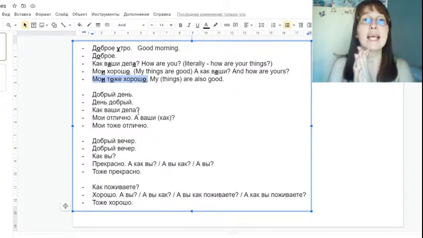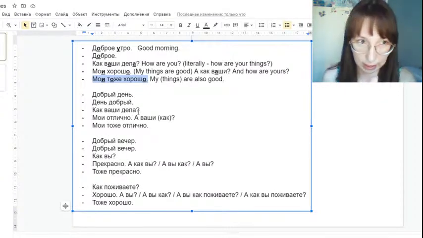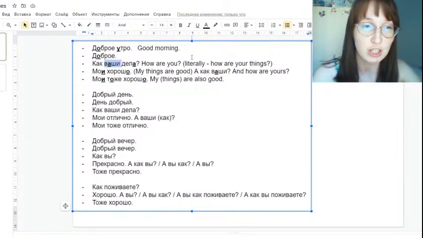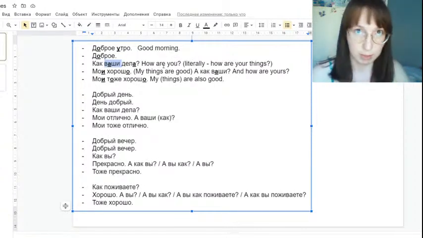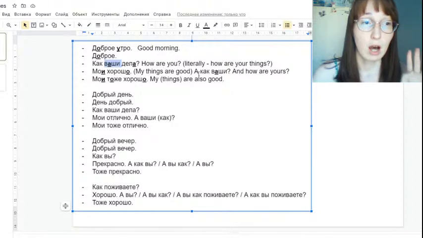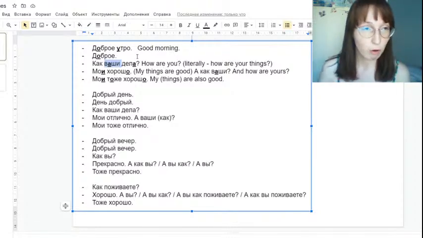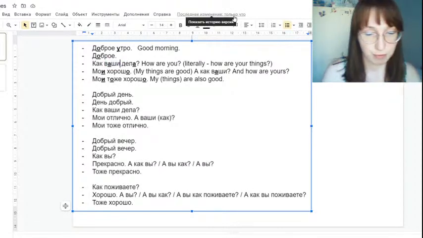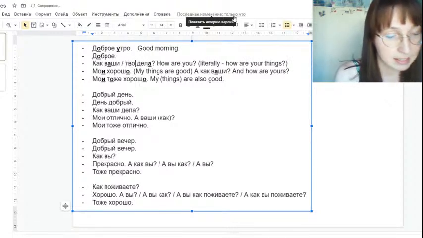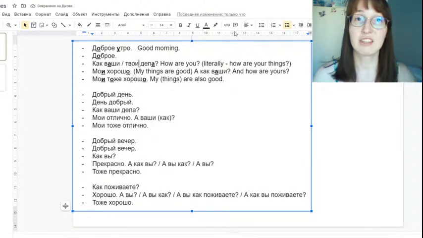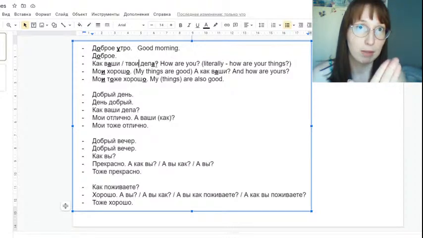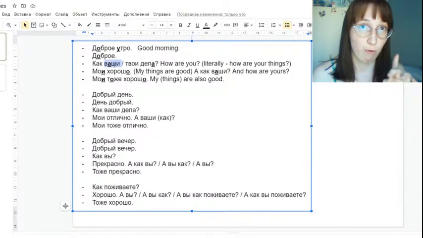Also, guys, it's a formal dialogue. When you hear the word ваши, it's a formal dialogue. Okay? If you want to make it informal, we need to replace the word ваши, and we say твои. Твои. Your things, твои дела, but informally. Okay? Ваши formally, твои informally.